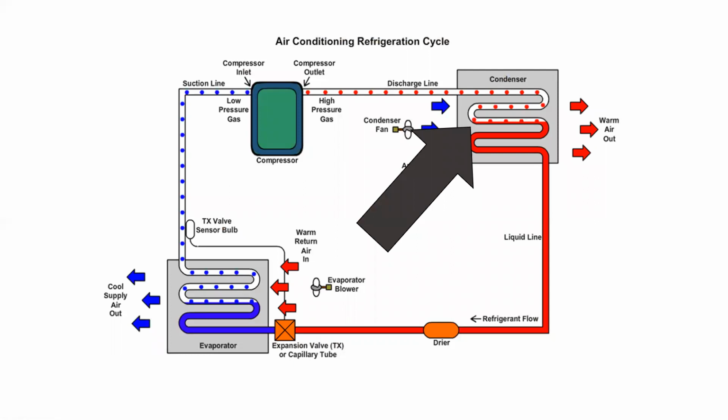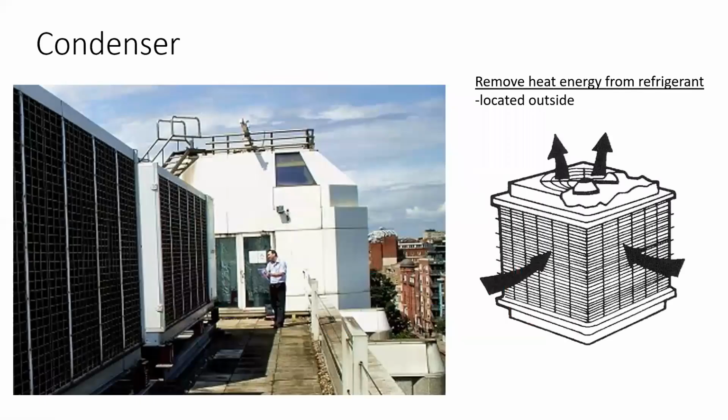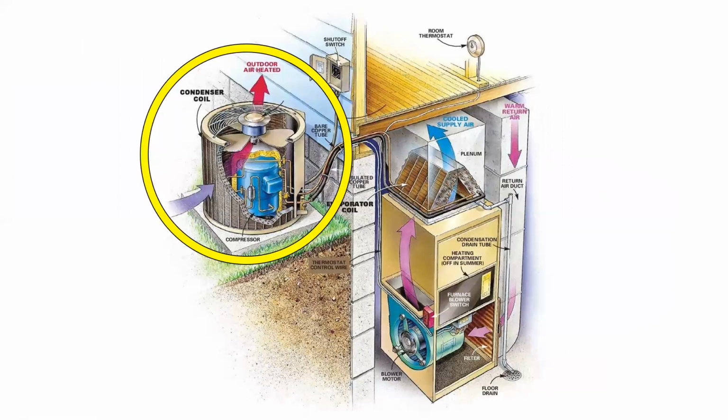The condenser is a heat exchanger that's located outside. It removes the heat energy from the refrigerant and essentially dumps those BTUs of heat energy outside the building. Often you'll see the condenser outside a house.